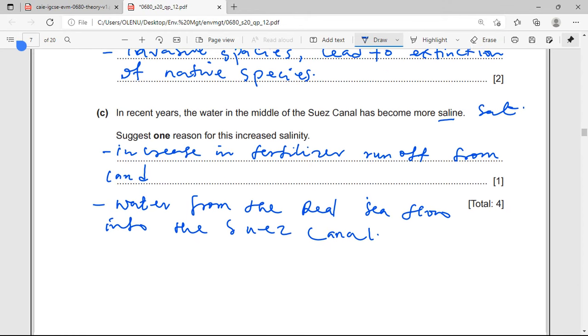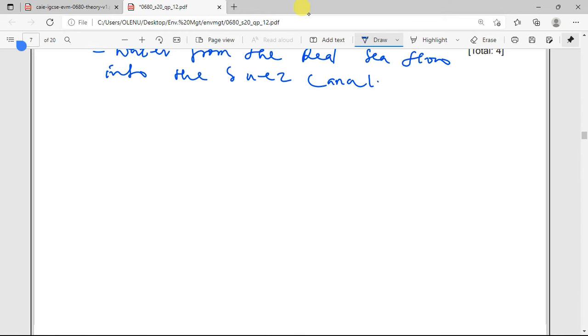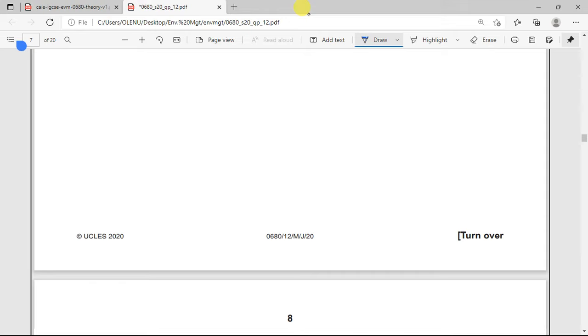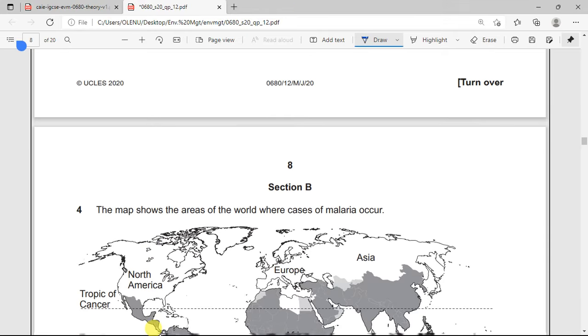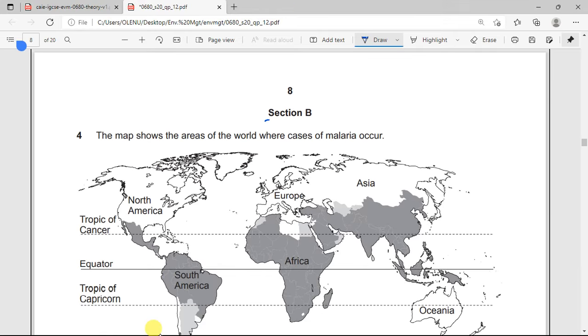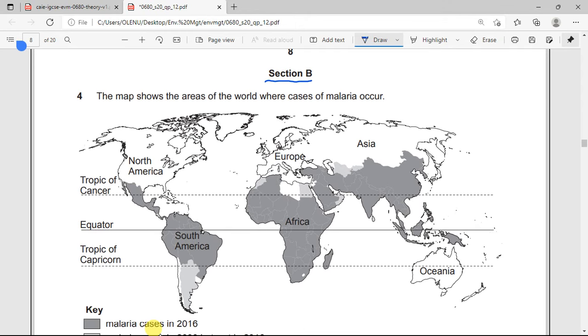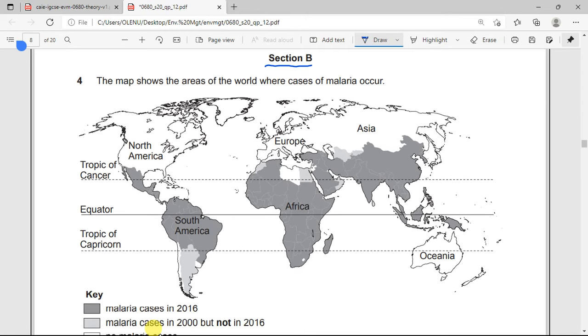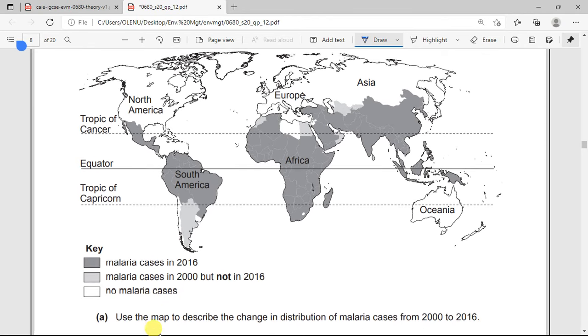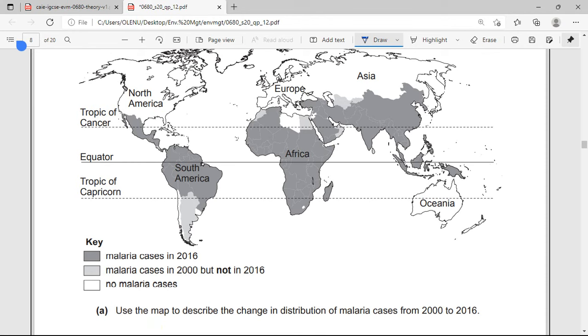Simple. Now the next question is question number 4, and that's section B. They say the map shows an area of the world where cases of malaria occur. So once you're given a map like this, the first thing you should take note of is the key.